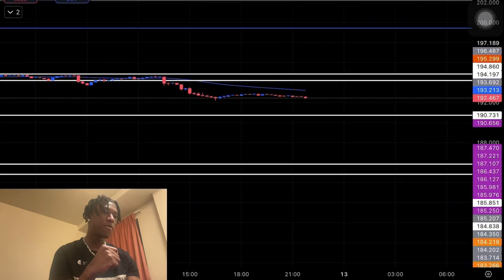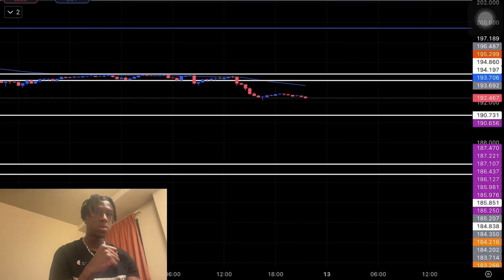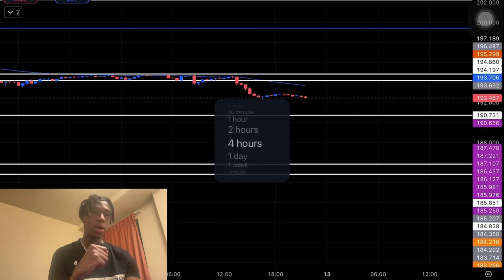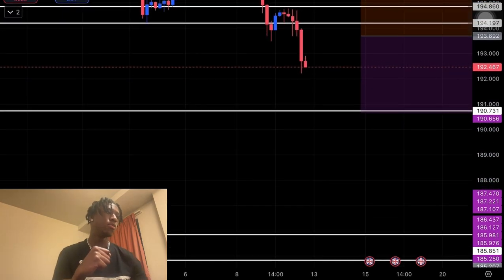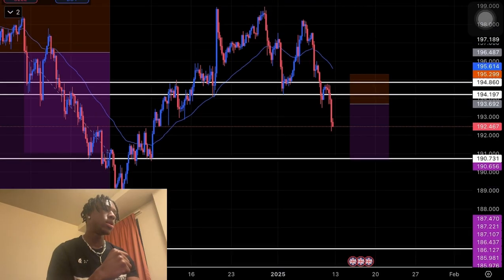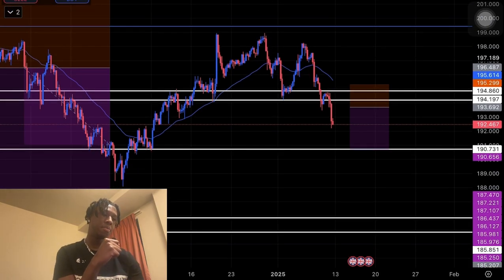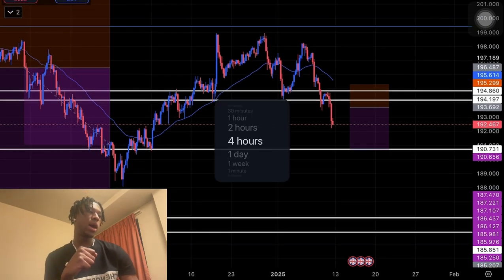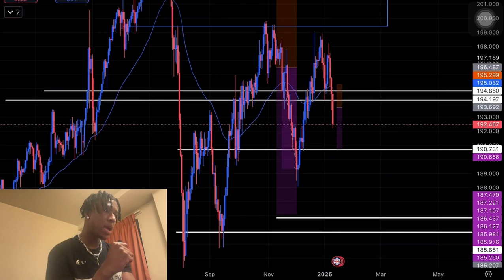But we need 2 time frames in sync. So we'll just have to spin around to the 4 hour. Let's have a look at the 4 hour. 4 hour is bearish and the daily is bearish. So as you can see there, the 2 time frames in sync.